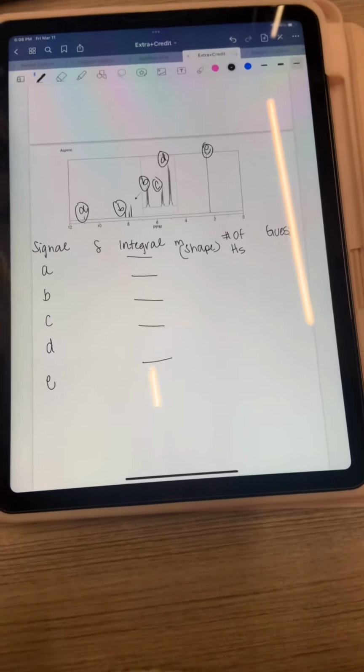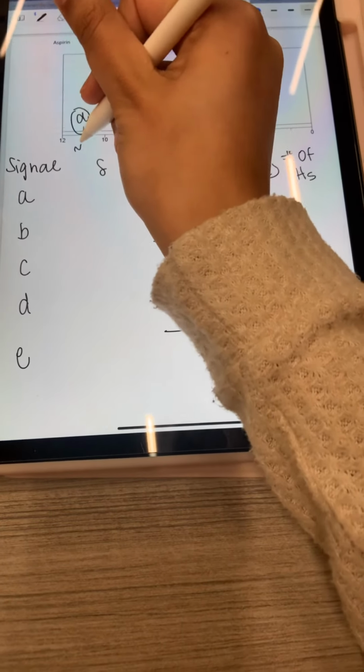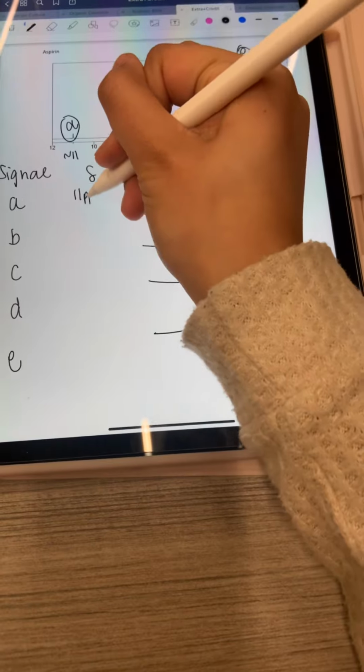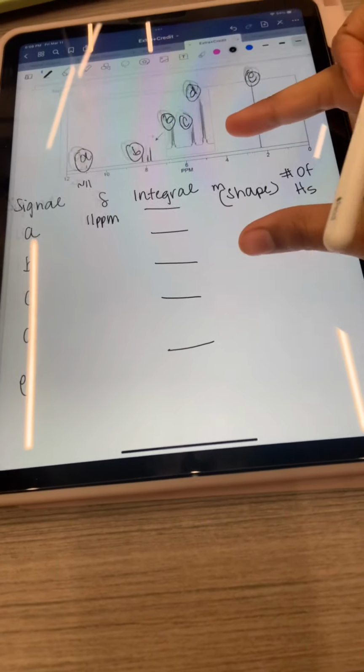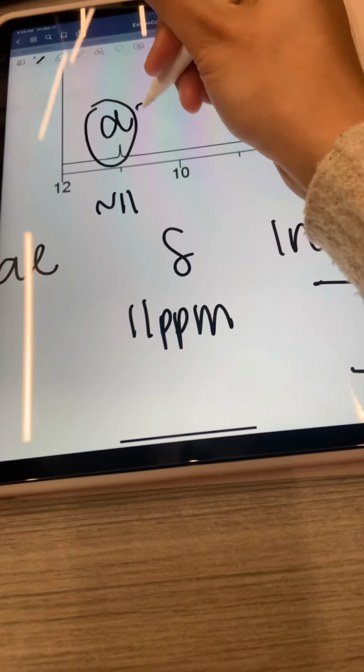So let's go ahead and begin with A. Okay, so A, as you can see here, has a ppm value of 11. We crossed out the integral, so now we're going to do the shape. The shape of this peak is a singlet.